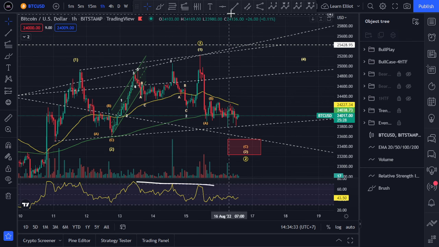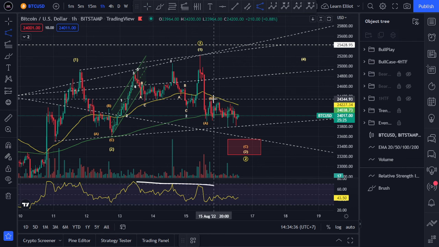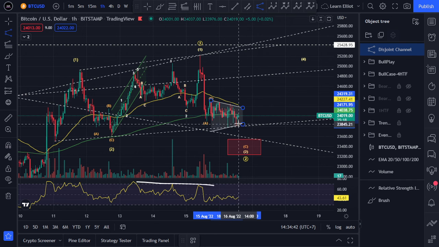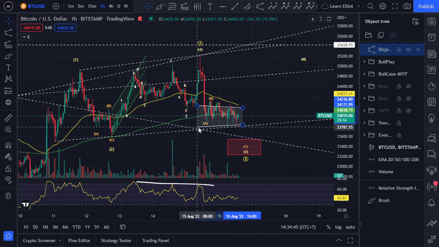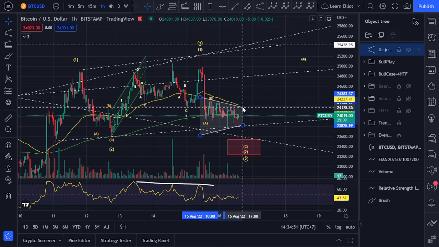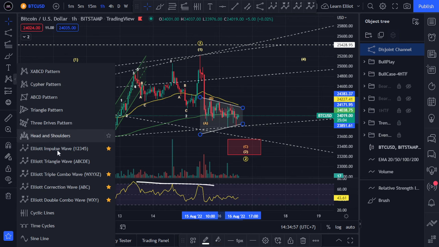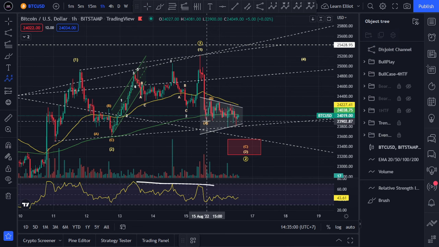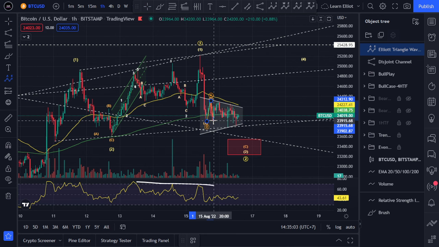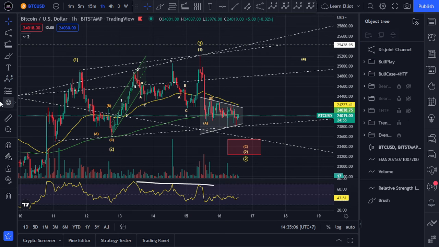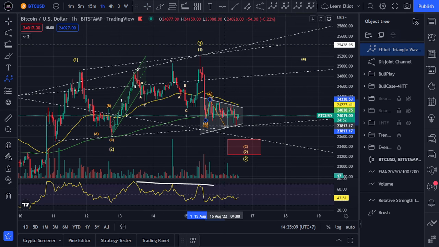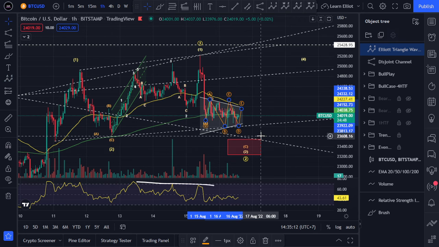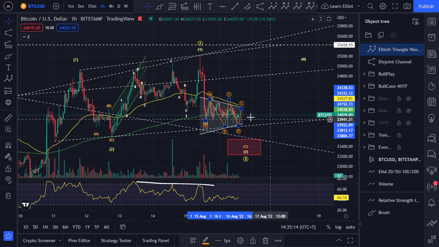I'm going to put an ABC here, a disjoint channel here, but I'm not really sure, is it really a disjoint channel? Let's see. Can I make it like this? A disjoint channel with an ABCDE pattern. So we have an A obviously here, a B, a C, a D, and an E. Oh no, not like that, sorry. So we have an A, B, C, D, E. Maybe one more D, and the price will drop, something like that.